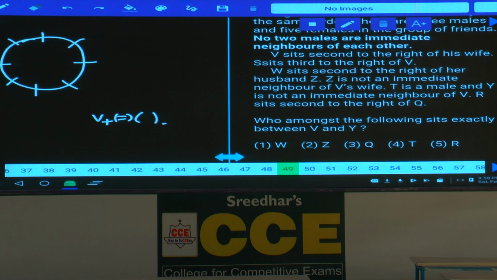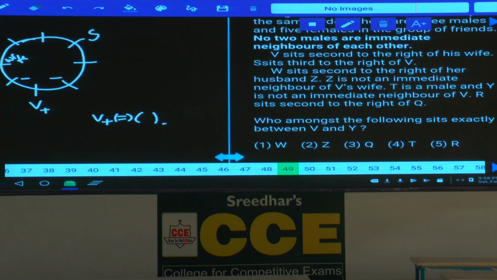Now let us take V at this place. Now I am fixing V at this place. If V is here, V sits second to the right of whom? Second to the right of his wife. That means this person must be V's wife. Are you following this one or not? S sits third to the right of V. 1, 2, 3, S will be here. And V is a male. As V is a male, no two males are adjacent to each other. The adjacent persons must be females.